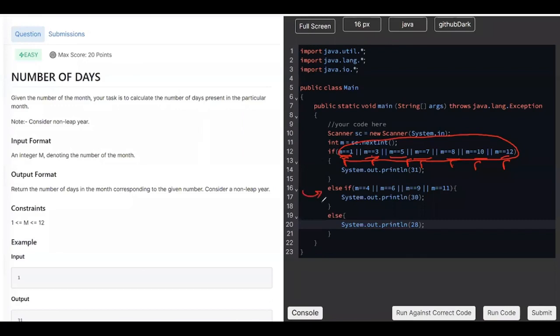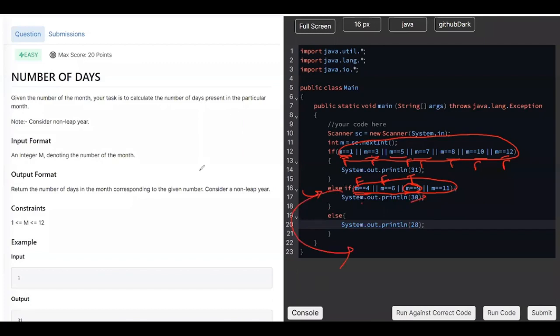So now we will come to the else if condition and I check. Is 9 equal to 4? No, false. Then I check. Is 9 equal to 6? No, false. Is 9 equal to 9? Yes, this will evaluate to be true. And the moment one of the expressions evaluates to be true, this entire logical OR will be true. You will enter inside this else if block, print 30, and come outside the structure.